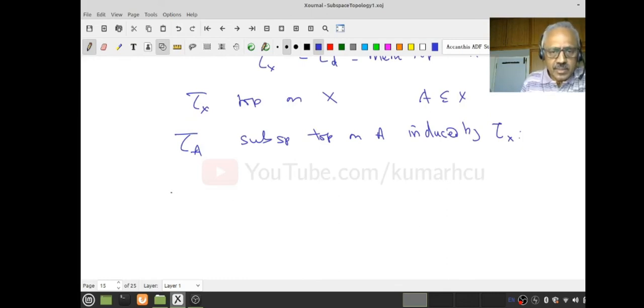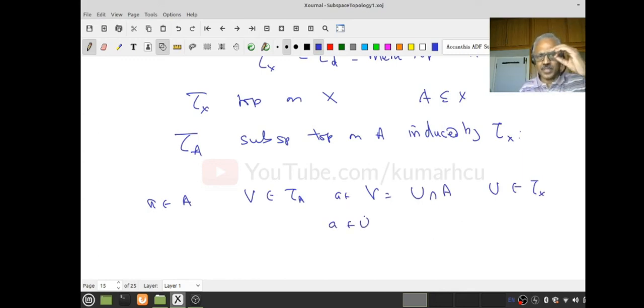Now let's start with any a in A. What is that I should ask for? Suppose V belongs to tau A. Then V is of the form U intersection A, where U is in tau X. Right? Now a belongs to this, therefore a belongs to U. Again the same argument. You see that?